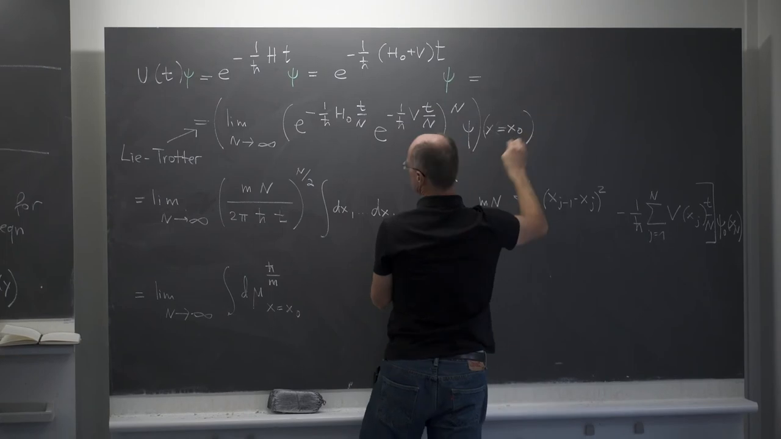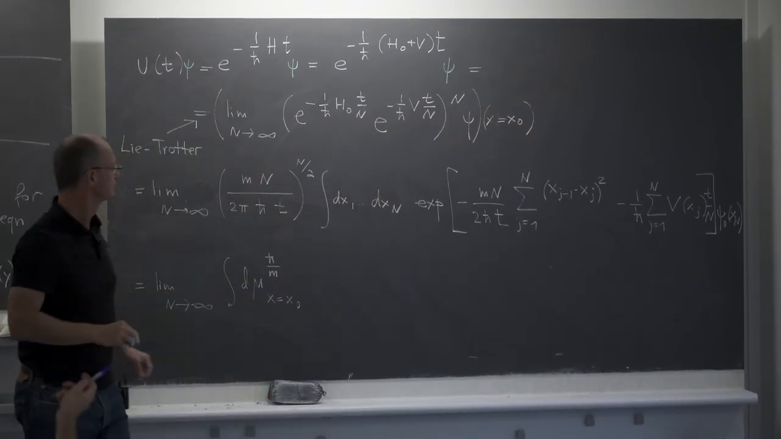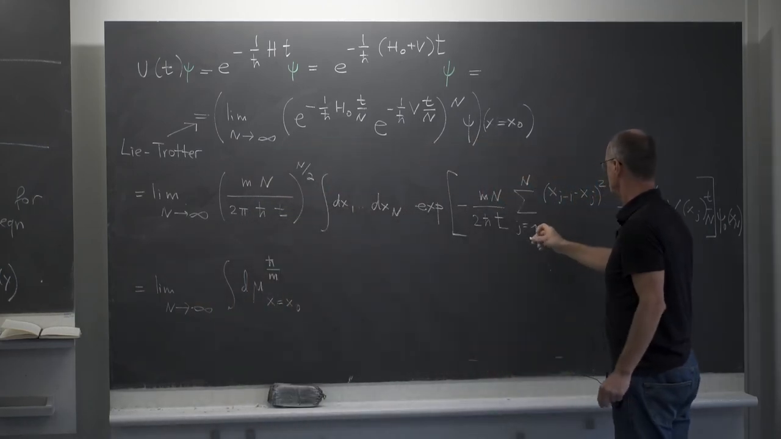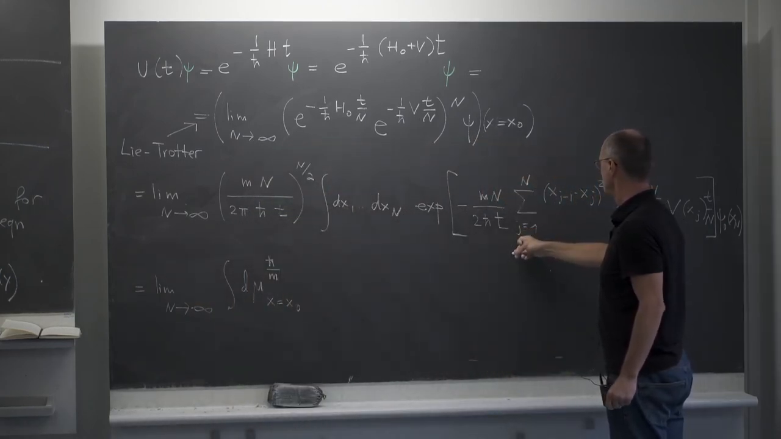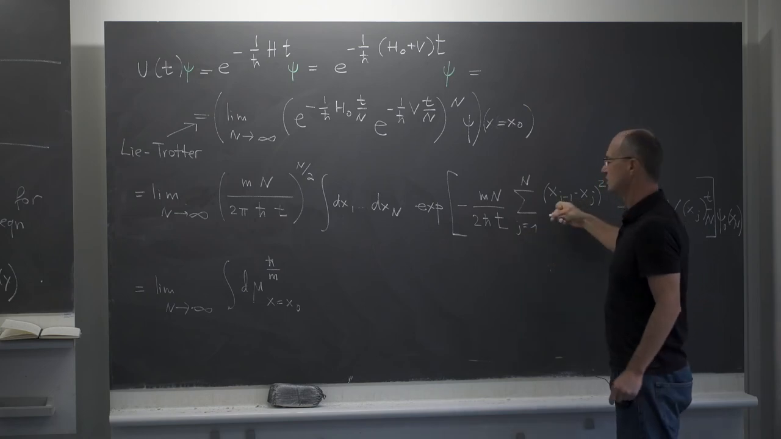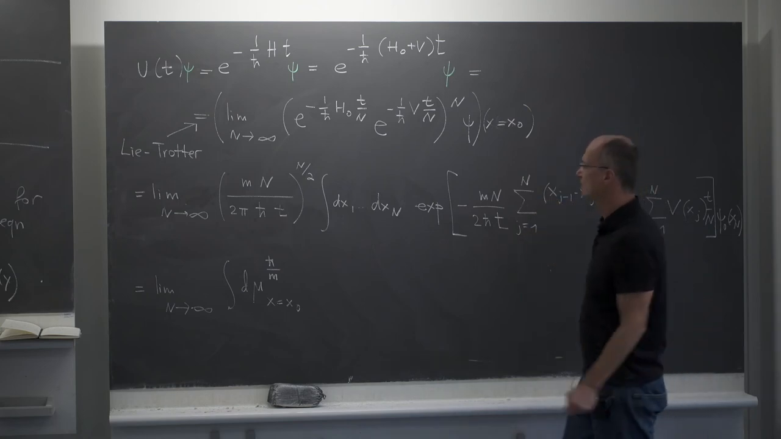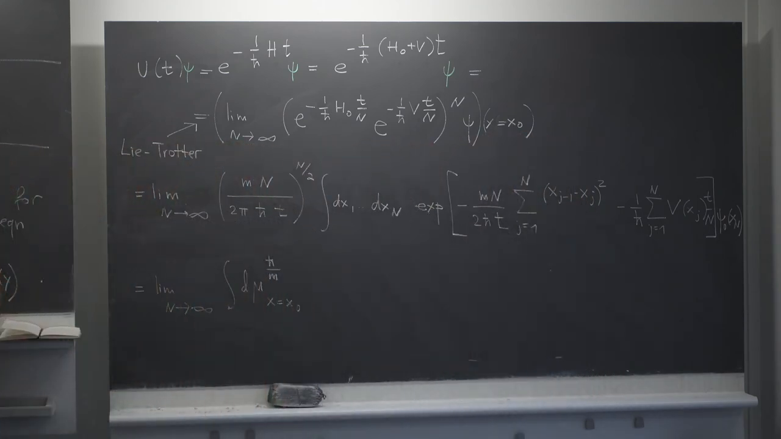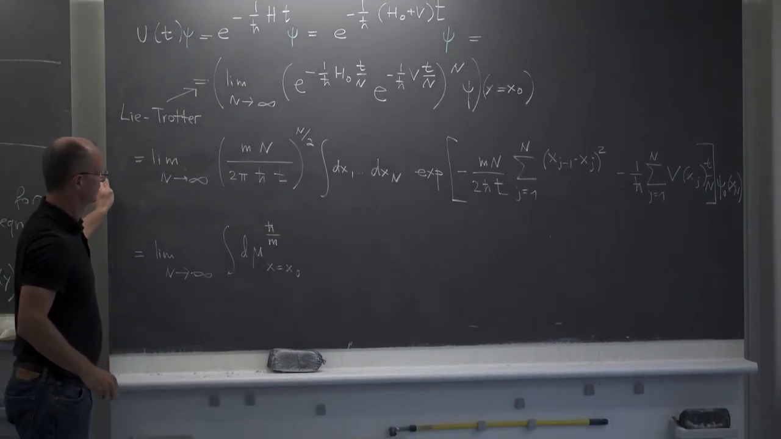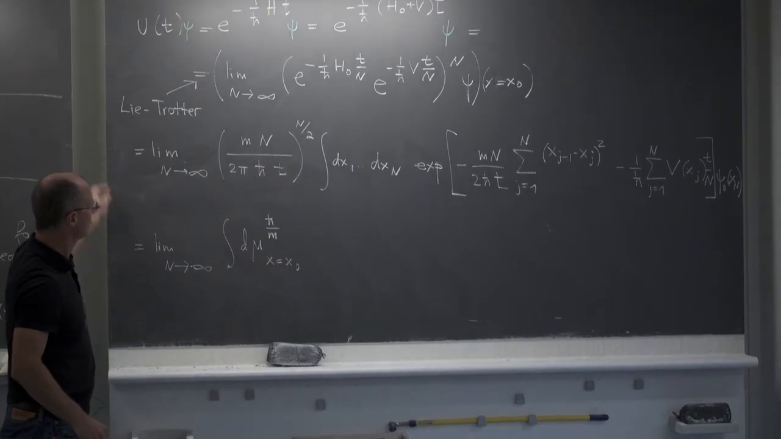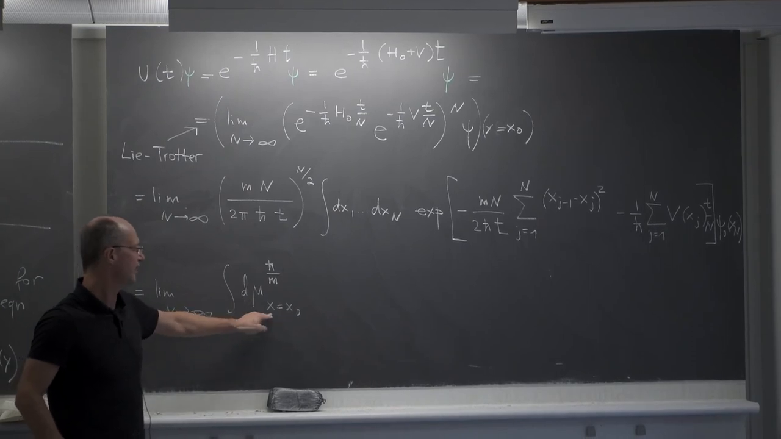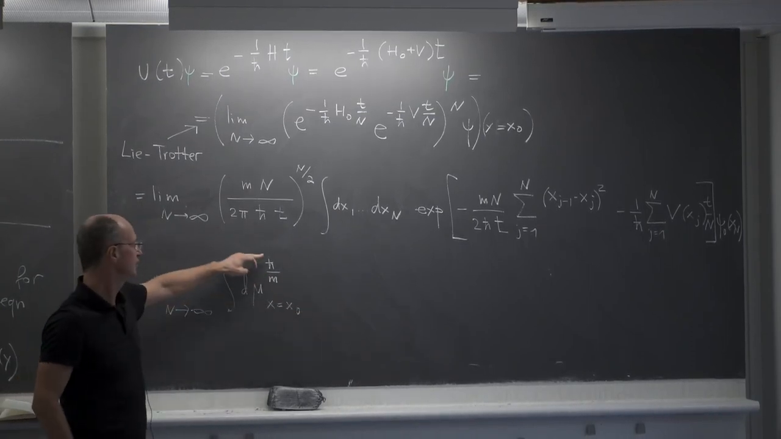Equal to x0. And here, x0 enters when j is equal to 1. So it enters this exponential. So this is a function of x0. So I would like to rewrite it as an integral over dμ_{x0}^{h/m}.